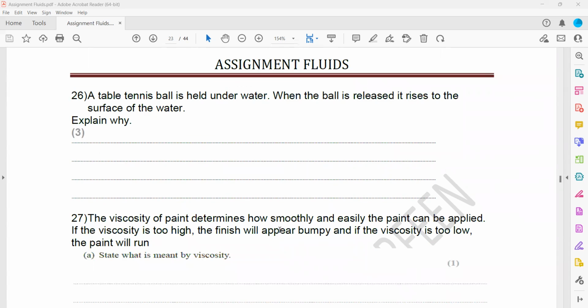The table tennis ball is held underwater. When the ball is released, it rises to the surface. Why? For example, say we have a container which is filled with water, and there is a table tennis ball here which is held underwater. Like here we kept a table tennis ball. Then what happened? The moment we release this ball, it will move upward. We have to explain this observation, like why this happened.